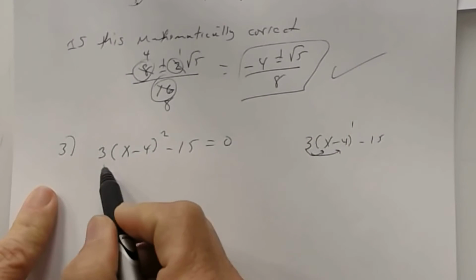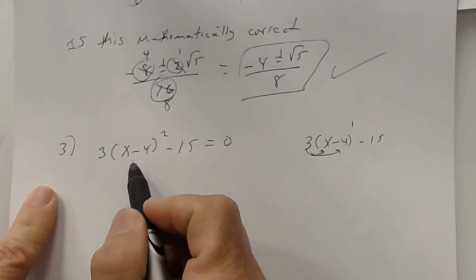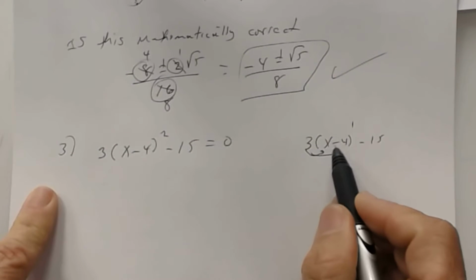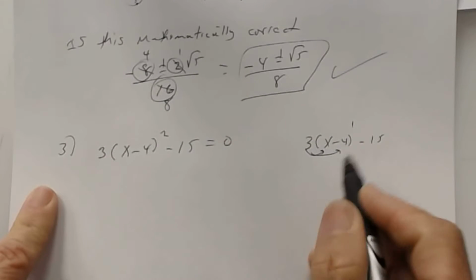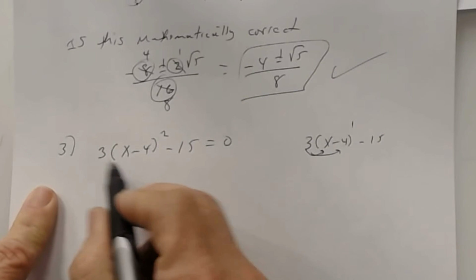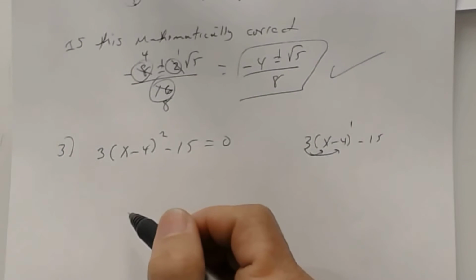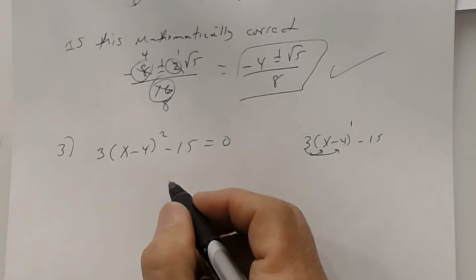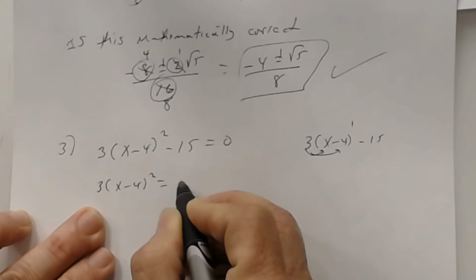That you cannot, because x minus 4 squared is being what? Squared. The distributive property only applies if that expression is being raised to what power? The first. Okay? So don't distribute here. That's incorrect. All right. But you do want to use the square root property. So you're going to bring the 15 over. So you're going to add 15 to both sides. So I'm going to get 3 times x minus 4 squared equal what?